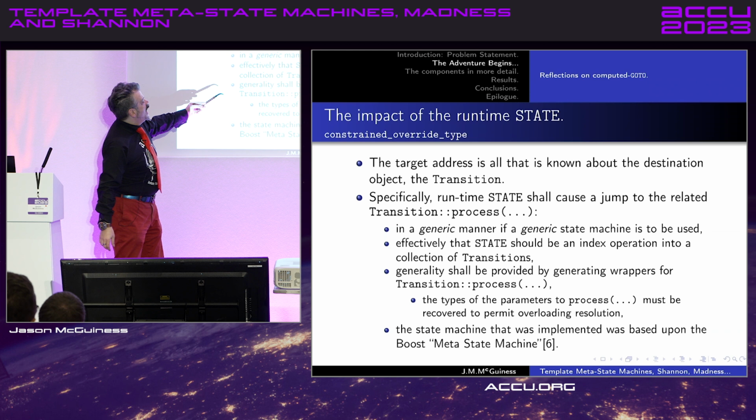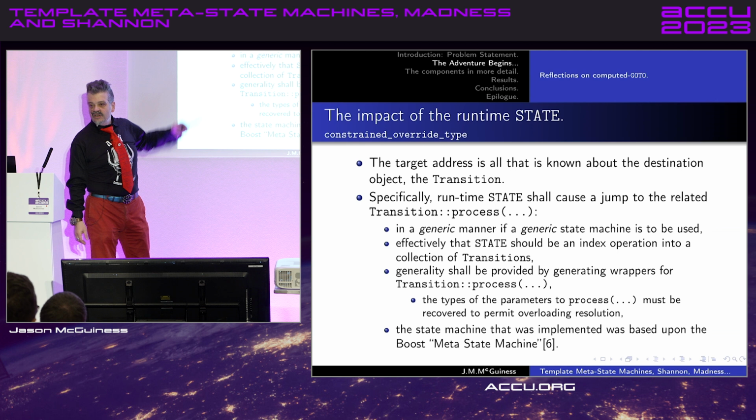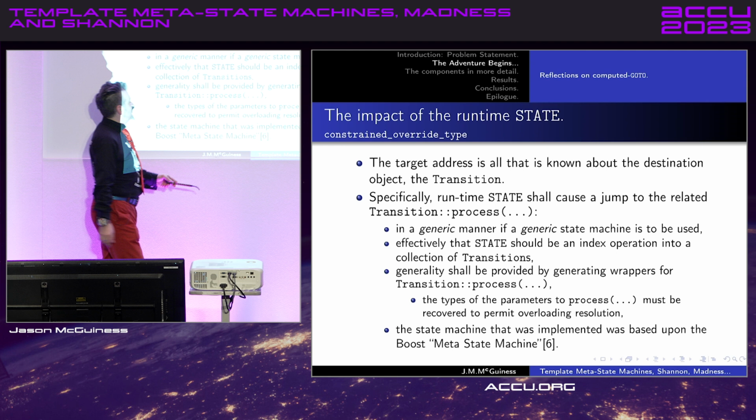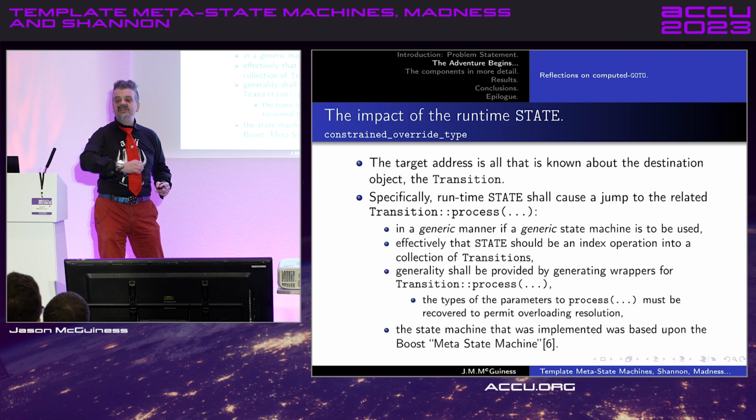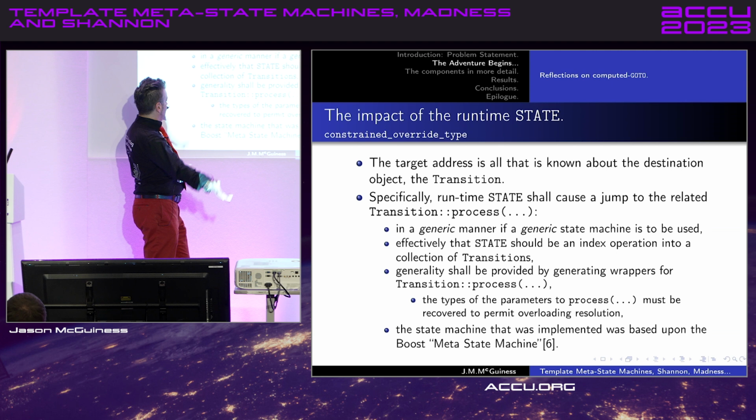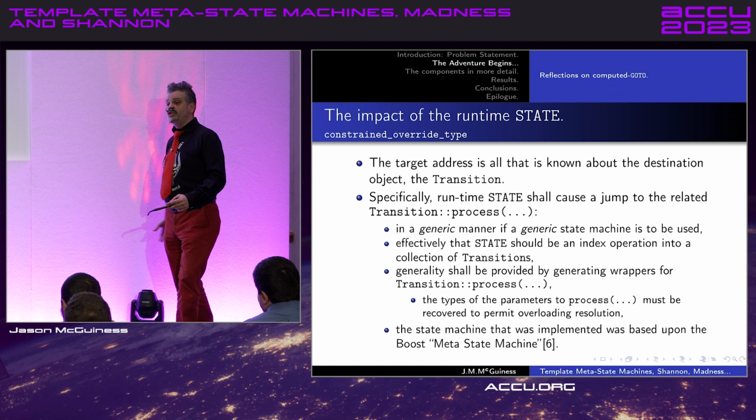We'll generalize it a bit by generating some wrappers using this constrained override type. The types of the parameters to the process function will have to be recovered, because I've worked very hard to erase that type in the computed goto. But of course, I'm C++. I want type safety, surely. Yes, and process may be overloaded. You may have a transition which has one sort of process, another one with another sort of process. Let me give you a very simple example.